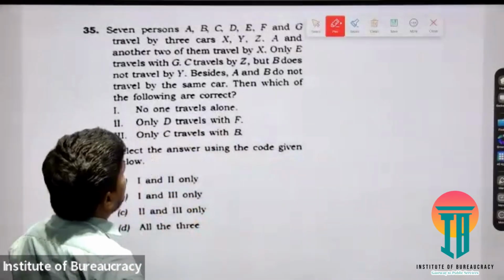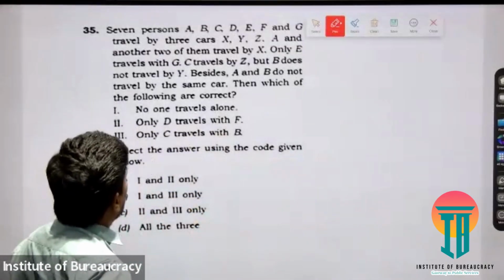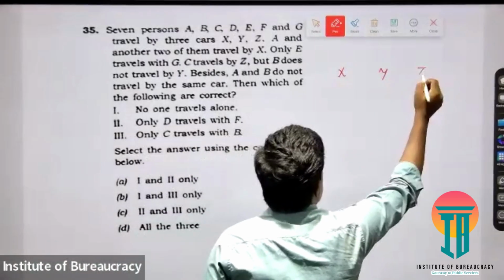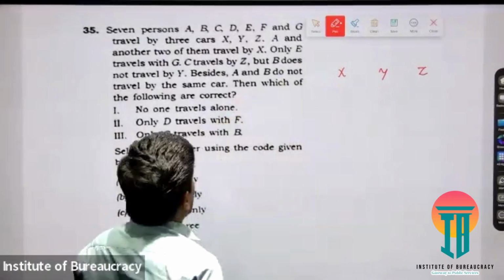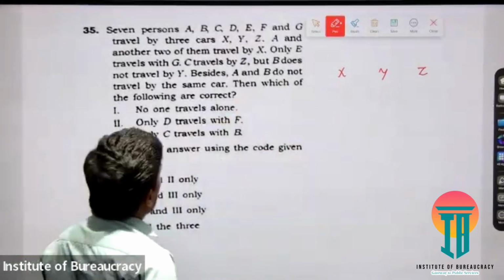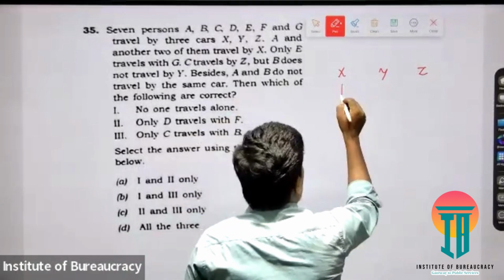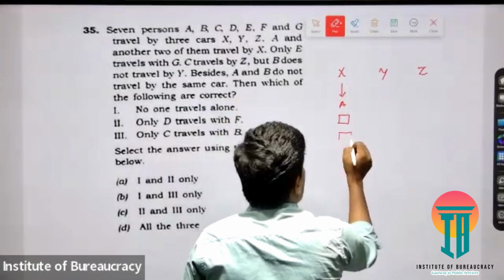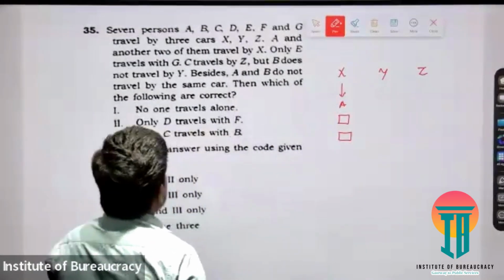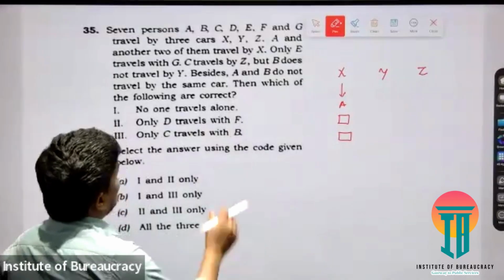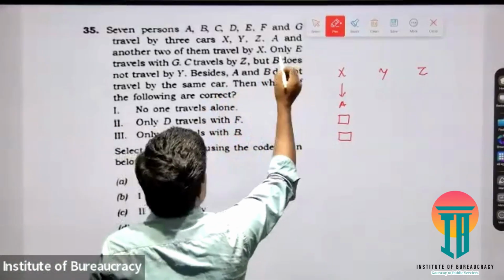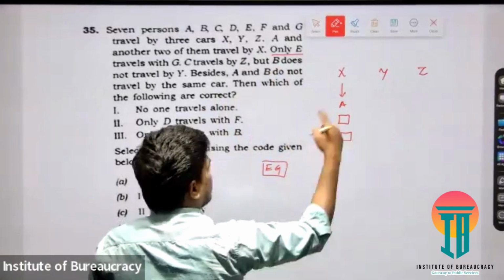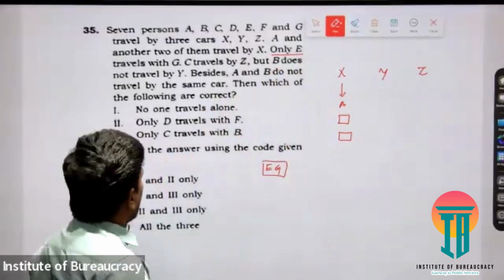Seven persons, A, B, C, D, E, F, G, travel by three cars, X, Y, Z. A and another two of them travel by X. With the car X, A is traveling with two other persons. Only E travels with G. E travels with G, but we don't know which car it is. That we don't know as of now.